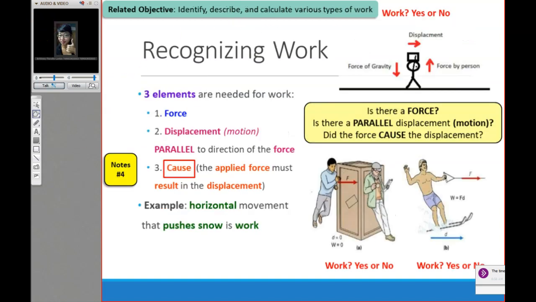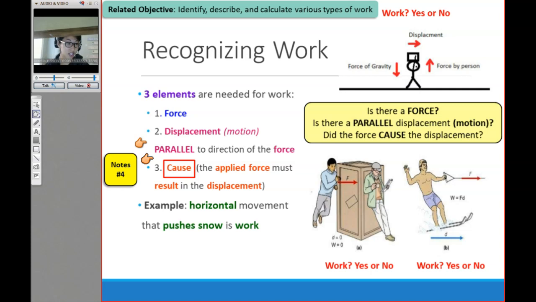And we're moving on. All right, so overall, based on everything that we've learned so far, there are 3 elements that are needed for work. We need a force, because our equation includes force. We need a displacement, or a motion that's parallel to the direction of the force. So it has to move a certain distance that's parallel. And it needs to cause one another, right? So the applied force must cause the actual motion or displacement. So they have to actually be related to each other in order for this to be considered work. Okay, thumbs up if that makes sense. So you need these 3 elements to happen in order for this to be considered work.